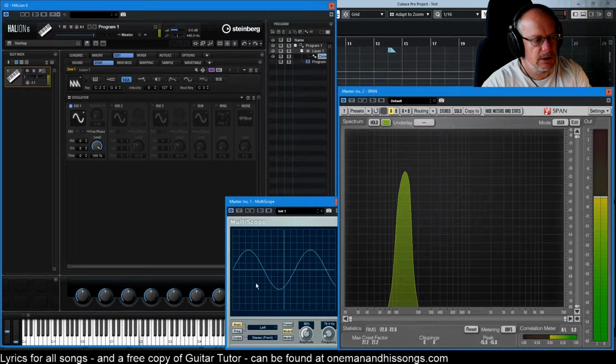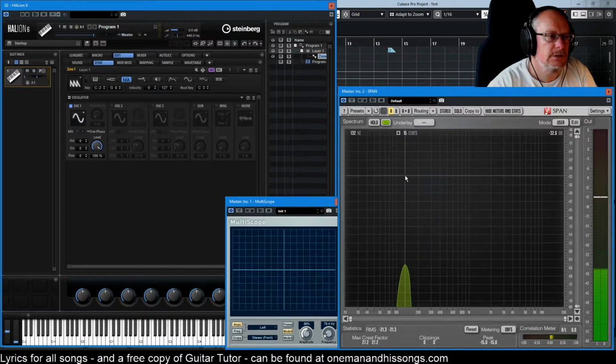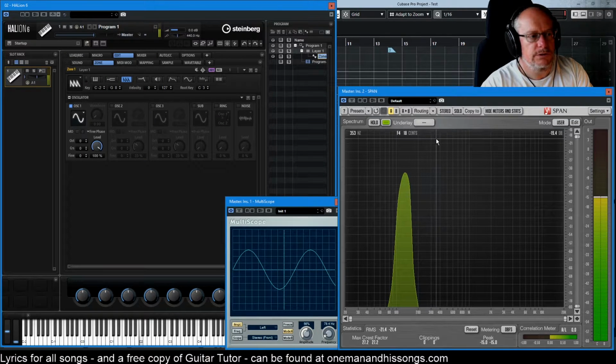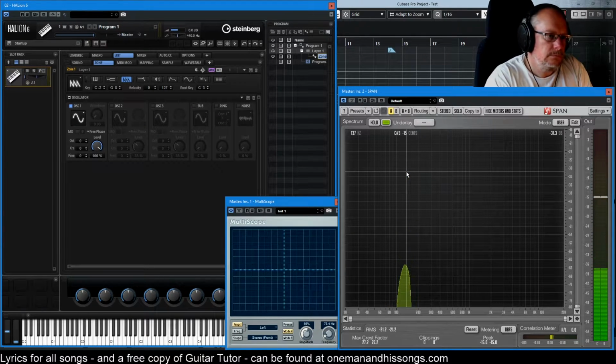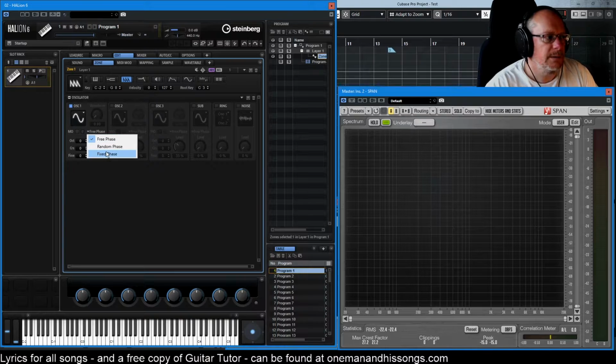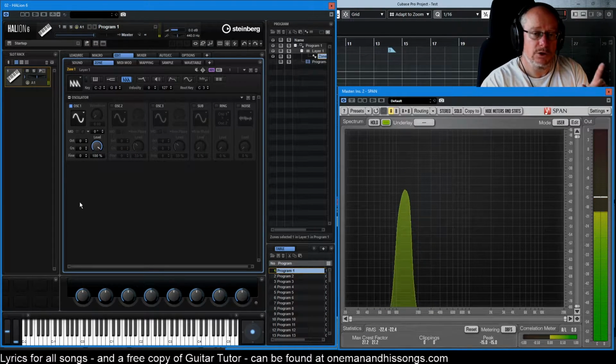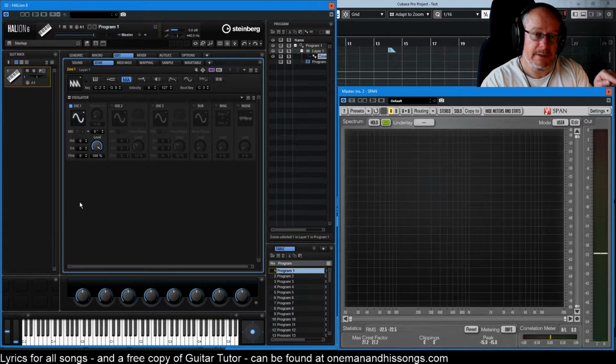This is our oscilloscope drawing the sine wave as you'd expect, and here we have SPAN telling us that we have a single sine wave, a single harmonic at 131-ish hertz, which is C. And you can also see that the amplitude of that wave is about minus 31 dB. I'm going to fix the phase at 0 degrees, so every time I press a key now, it's always going to start playing at the very beginning of the sine wave.